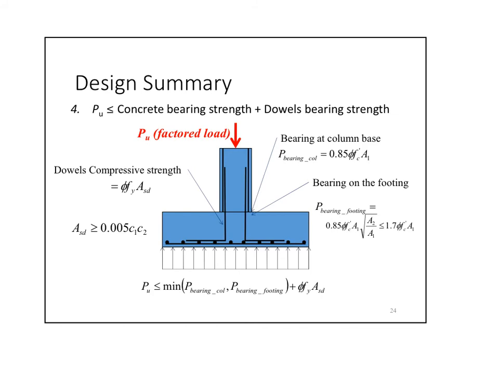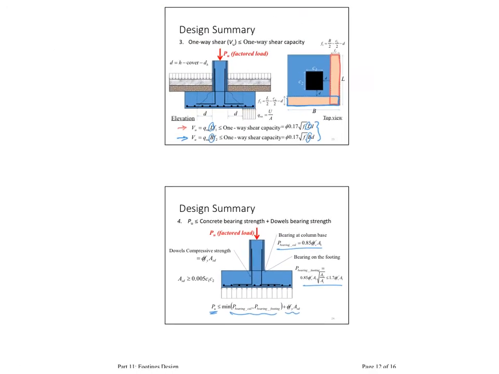And then the last one is to check the bearing strength. Remember, we calculate the bearing of the column, the bearing of the footing, and we take the minimum of them in addition to the dowel strength. This gives us some load. This load needs to be less than P ultimate. Again, this is kind of reading only. You're not going to be tested on it.